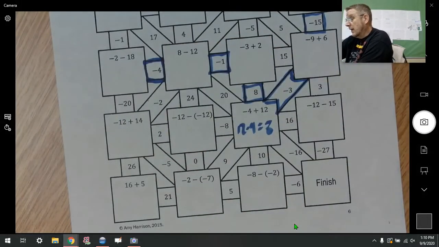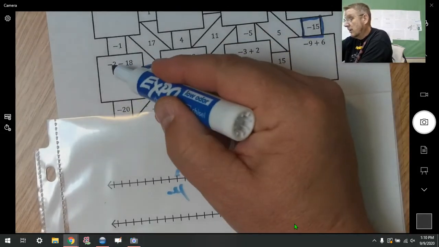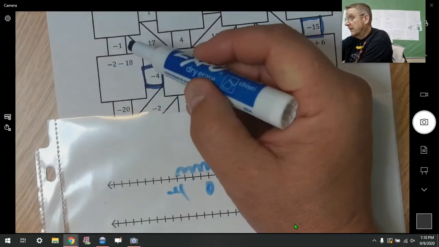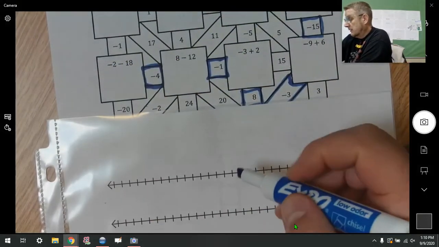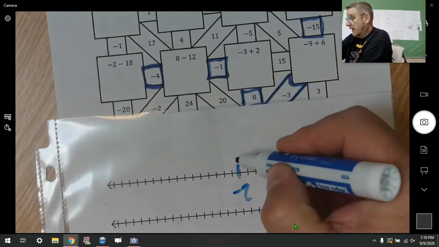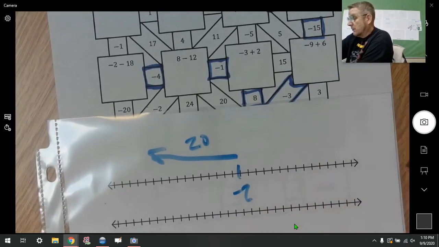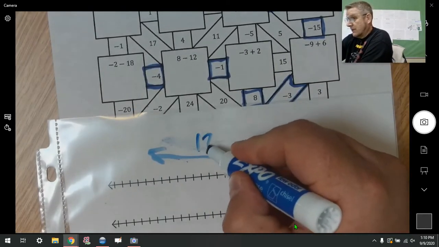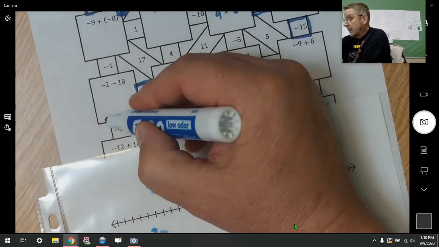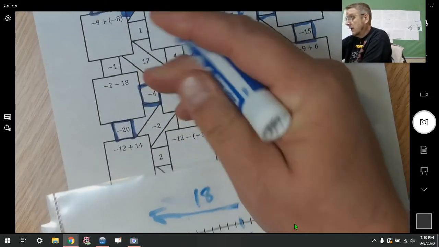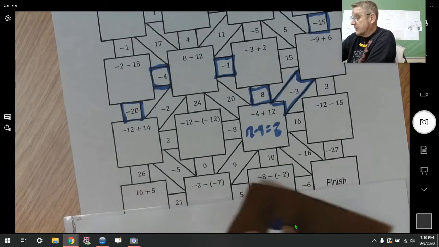Now I'm going to go over here to negative 2 minus 18. Now these two, since we're subtracting them, we're actually going to make it more negative. So if I picture I'm here at negative 2, and I'm going to subtract, I'm going to go in that direction, 20. Whoops, not 20. We're going to go 18 in that direction, which will get us all the way down here to negative 20. So I now have negative 20.